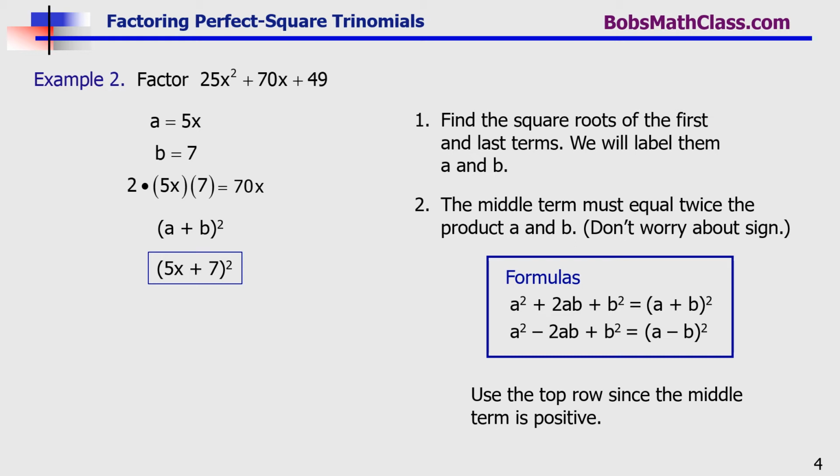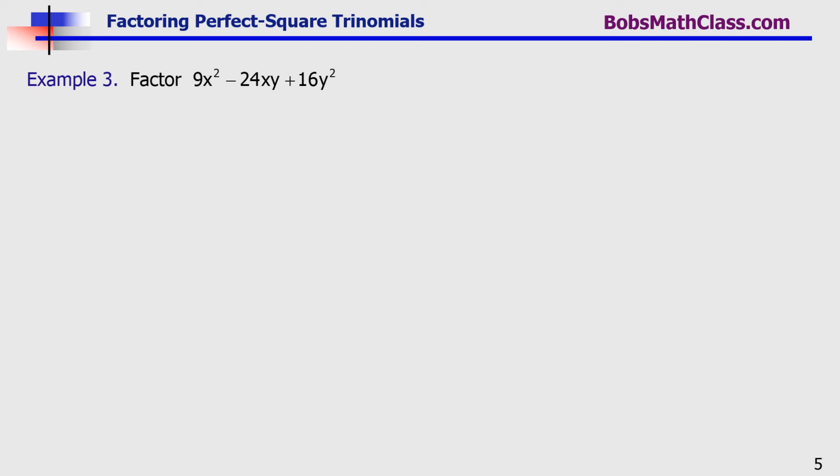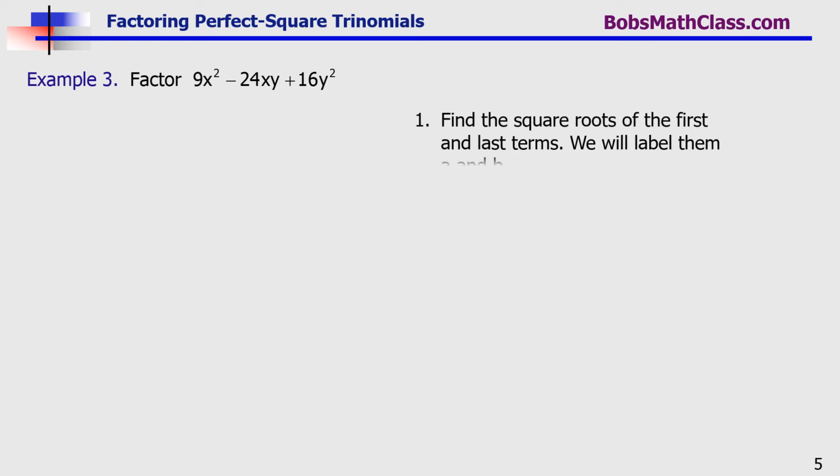Not too bad, right? Let's try another. Nine x squared minus 24xy plus 16y squared. Are the first and last terms perfect squares? Yes, they are. So we're going to find the square roots of the first and last term. What's the square root of 9x squared? 3x. What's the square root of 16y squared? 4y.